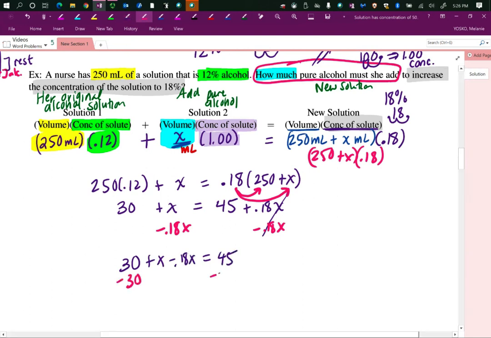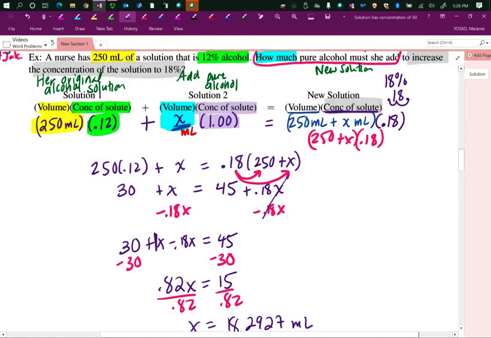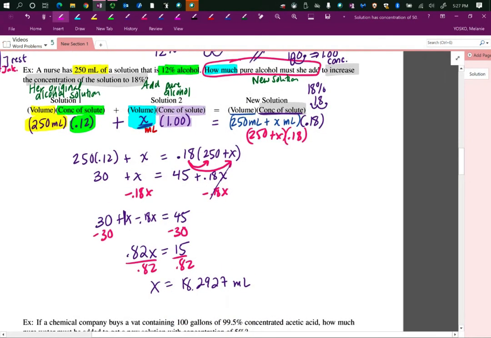Now subtract 30 from both sides. X minus 0.18X, so really this is like 1 minus 0.18. So 0.82X equals what, 15? And then we divide by 0.82. So X is 18.2927 milliliters. So this nurse needs to add 18.29 milliliters of pure alcohol to increase the concentration of her solution to 18%.